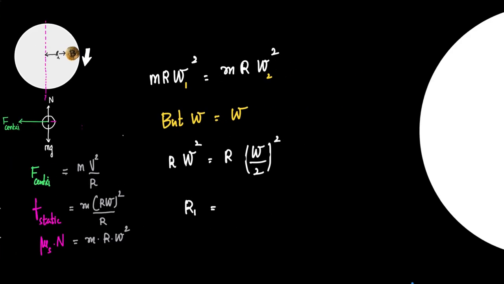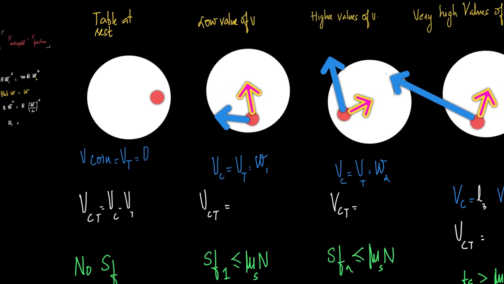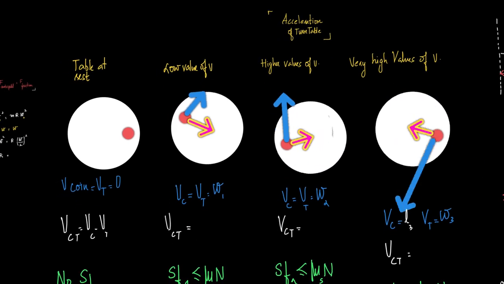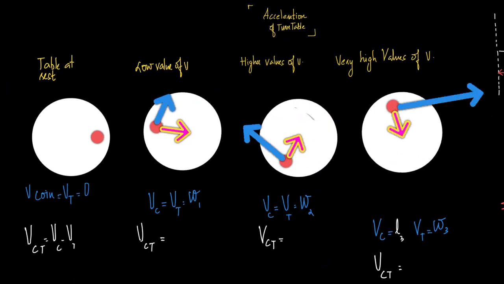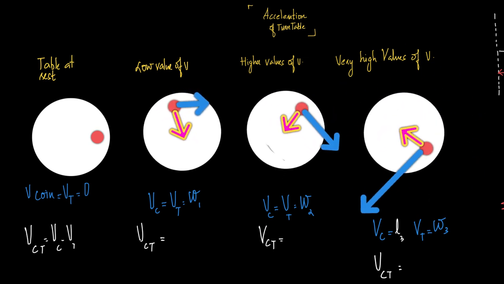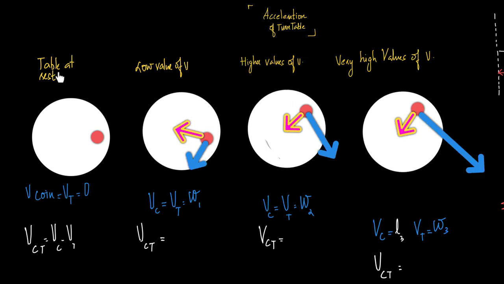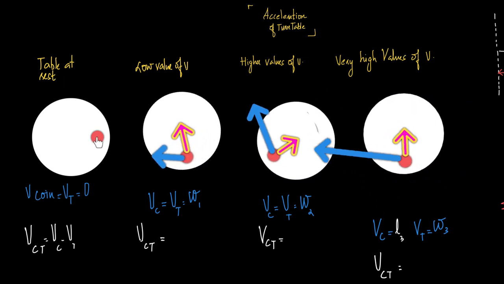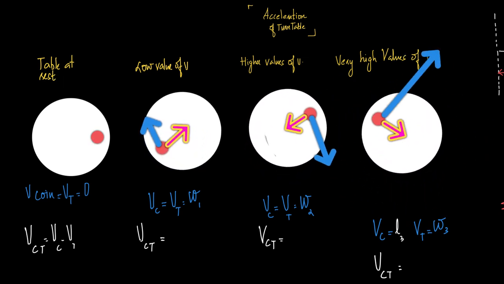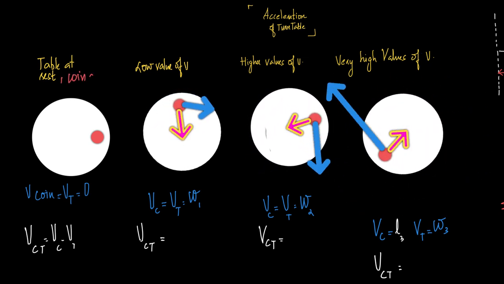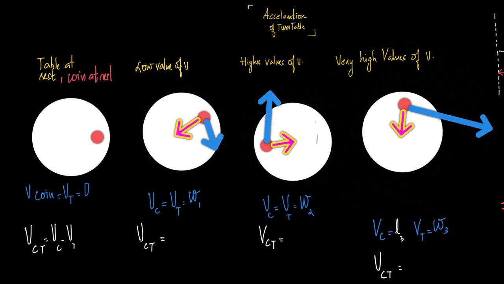Okay, so to make you understand that, I've taken three diagrams here. Please give me a minute. Okay, so not three, we have four diagrams here. So what is this diagram depicting? We have a table at rest, and there is a coin placed on the table which is also at rest, which means table and coin as well at rest.